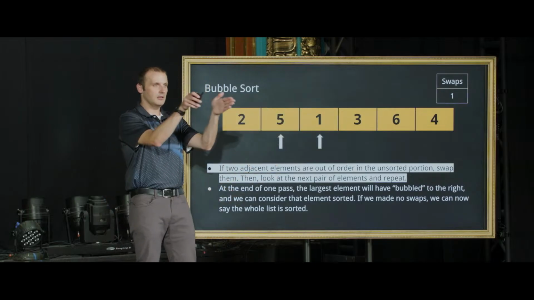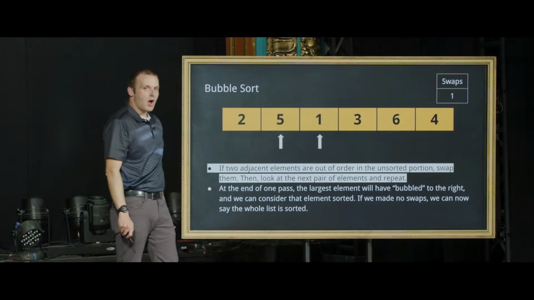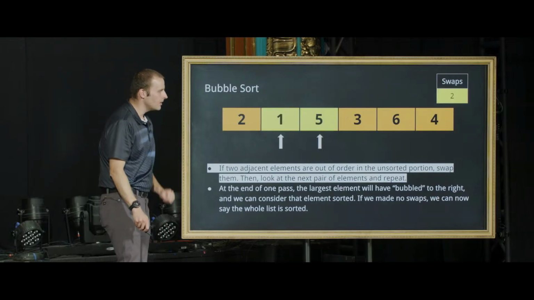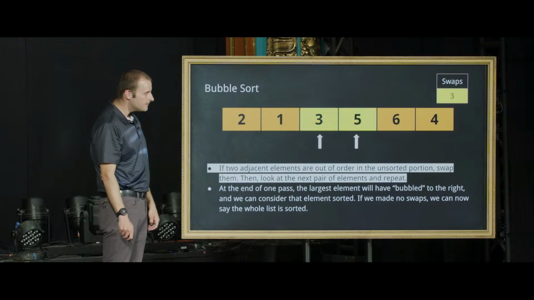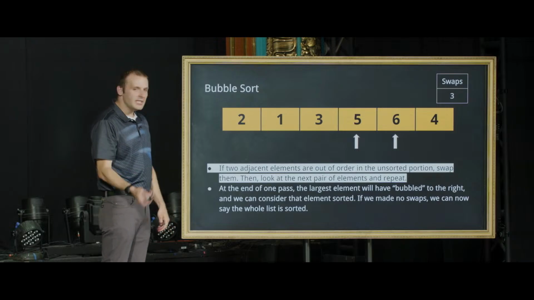So we're looking at every pair of numbers carefully. 5 and 1, they are also out of order. We will swap them, and we will increase our swap counter by 1. 5 and 3 are also out of order. So we need to swap them and increase our swap counter again. 5 and 6 are correct. We don't need to swap them.